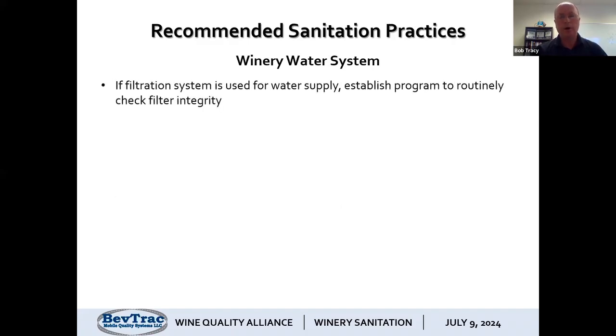So the winery water system, again, I would recommend you make sure your water is clean before you use it in your production area. If filtration is used for your water supply, you want to establish a program to routinely check the filter integrity, just like your wine filters. So you want to check the integrity of those filters. Usually they're membrane filters, so it's a similar type of process.